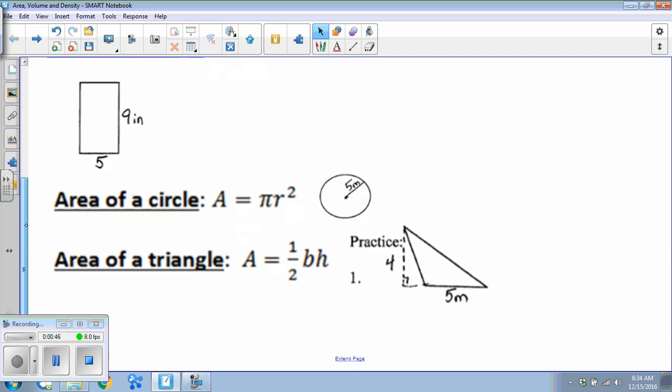Area of a circle is pi r squared. Area of a triangle is 1/2 base times height, because the area of a triangle is basically half that of a rectangle.